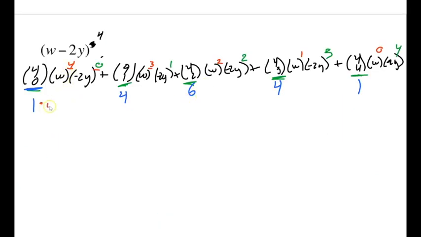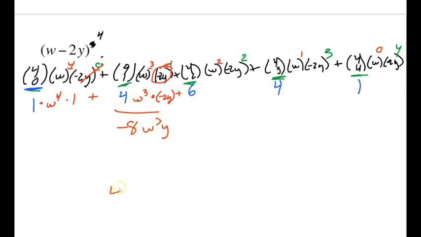W to the 4th is W to the 4th. Anything to the 0 power is automatically 1. W to the 3rd is W cubed. Negative 2y to the first power. Now keep in mind, this is all of it. That 1 goes to both of them. A lot of people mess that up. It's still a negative 2y. A lot of people mess this up also. These are being multiplied, so I should get negative 8w cubed y.